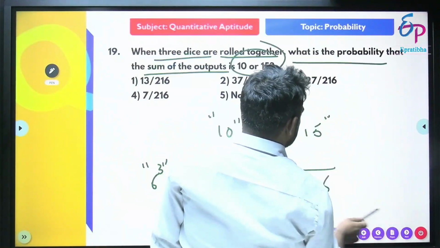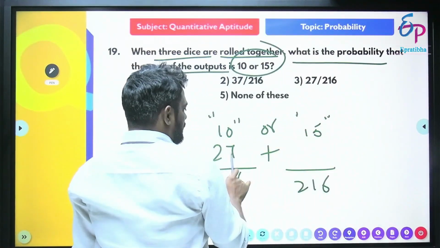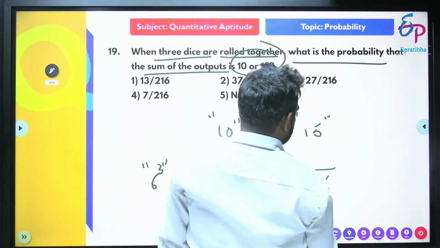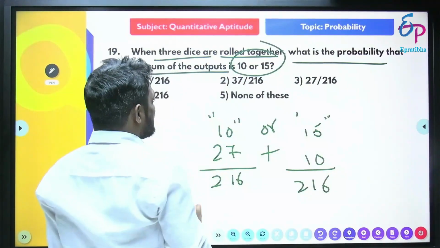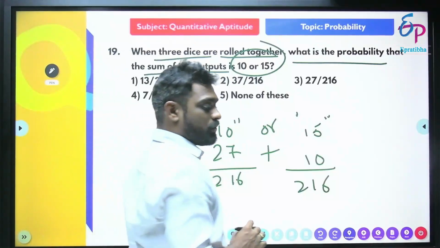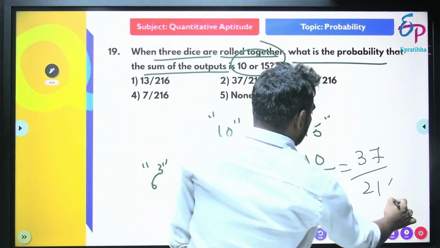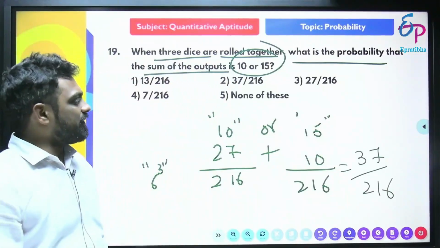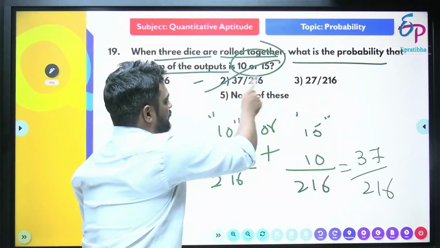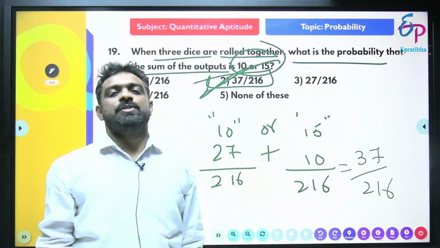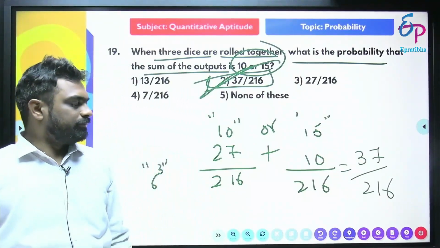Sum should be 10 means 27 times. Sum should be 15, how many times? 10 times. So 27 plus 10, how much is it going to be? 37. 37 by 216. Where exactly the 37 by 216? Option 2, which is 37 by 216, is an absolute solution for the given question.